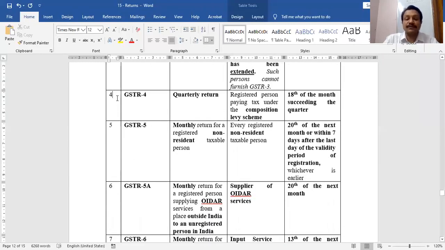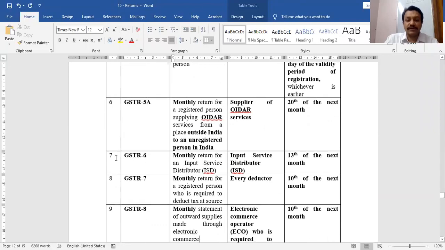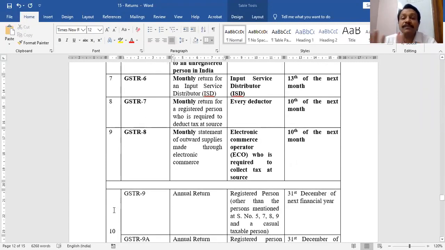Composition levy scheme taxpayers GSTR 4 quarterly, non-resident GSTR 5 monthly, supplier of OIDAR services GSTR 5A monthly, input service distributors GSTR 6 monthly, deductors TDS GSTR 7 monthly, TCS tax collected at source, electronic commerce operator GSTR 8 monthly. So technically my 70% topic of return is over. My section 39 is over now.